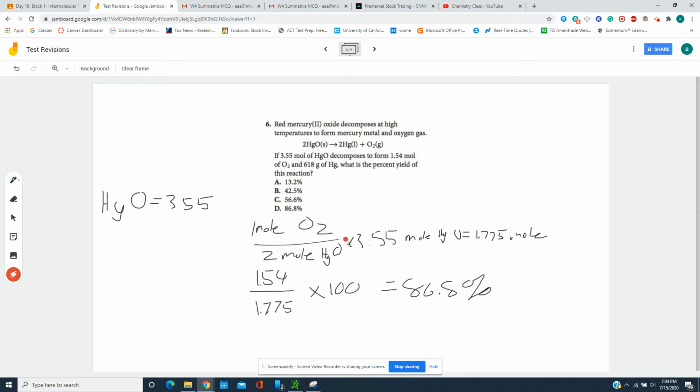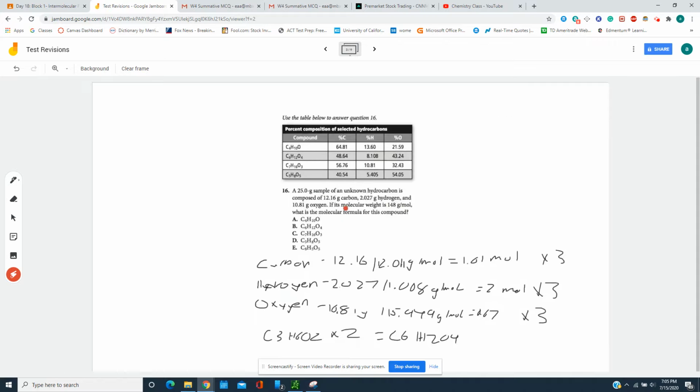Red mercury oxide decomposes at high temperature to form mercury metal and oxygen gas. If 3.5 moles of HgO decomposes to form 1.54 moles of oxygen and 618 grams of Hg, what is the percent yield? So pretty much what you would do is divide O2 over HgO, then multiply that by 3.55 right here, and you get 1.775. Since we already know that's 1.54, you would divide 1.54 over 1.775, and then multiply that by 100 because you're trying to get the percent. So you would end up with 86.8, and that's the answer right here, D.